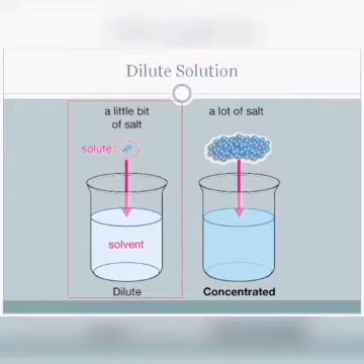This diagram is showing the difference between a dilute solution and a concentrated solution. As you are seeing, the mentioned beaker with the dilute solution has a very small amount of salt. So a dilute solution contains very little solute in it.